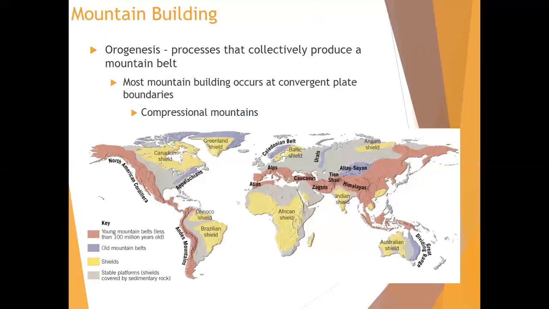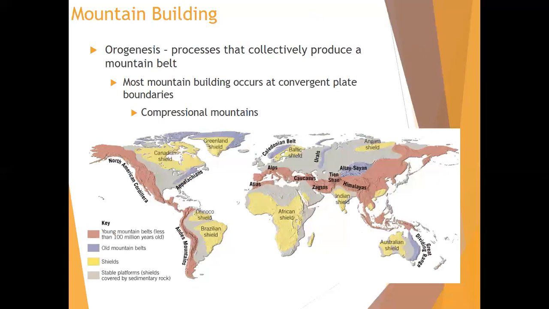Now that we know a little bit about folding and fracturing, we're ready to talk about mountain building. The process of producing a mountain belt is orogenesis. Perhaps not the word you expected. I remember the first time I learned it, I was like, wait, what? Orogenesis? The genesis makes sense, their creation. Oro didn't make sense for me for mountains, but this is what it's called.